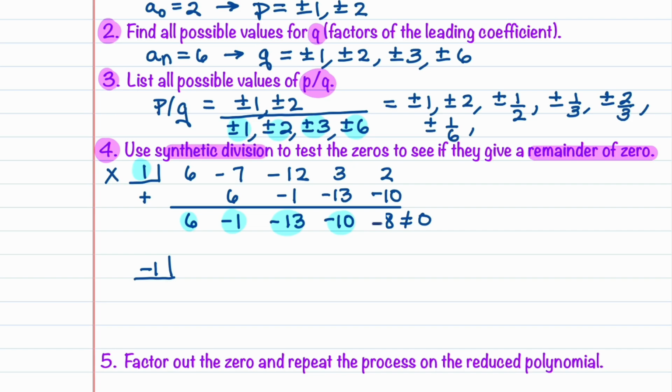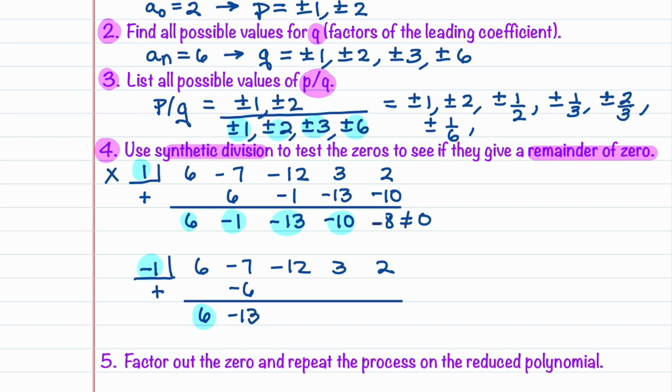So let's go ahead and write down our constants again. 6, minus 7, minus 12, 3, and 2. We'll draw our line and pull down our 6. Now we're all set to multiply. We're going to multiply minus 1 times 6, and we get minus 6. And then minus 7 minus 6 is minus 13. Now we multiply minus 1 times minus 13, and we get 13. Minus 12 plus 13 is 1.